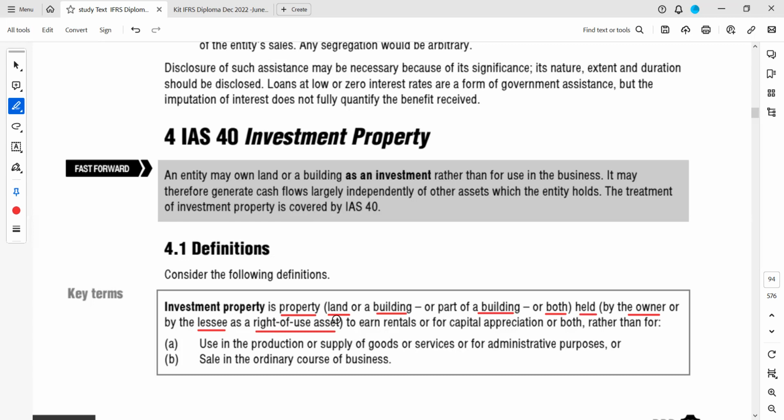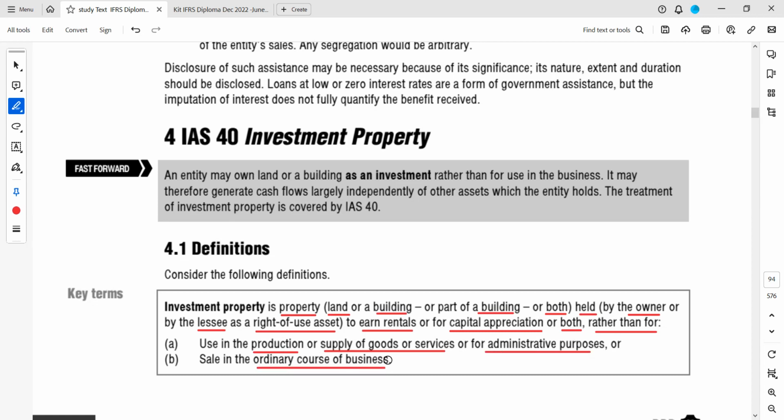And the purpose of having this property is to earn rentals or for capital appreciation. That is why you have purchased this property, so that the value of the property will increase, or both, rental and capital appreciation, rather than for use in the production or supply of goods and services or for admin purpose or sale in the ordinary course of business.